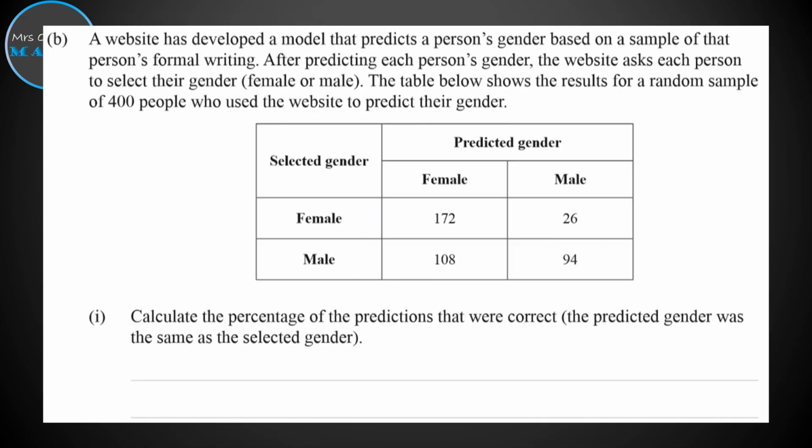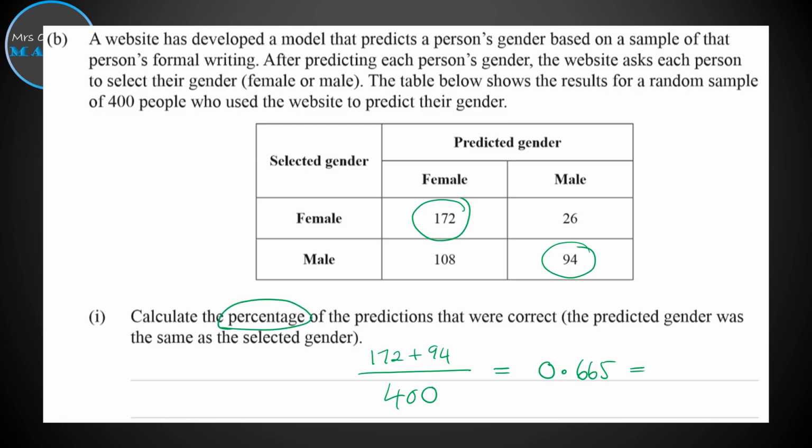Right, part B is some AI program that predicts gender based on a sample of writing. Okay, so calculate the percentage of the predictions that were correct. So the computer correctly matched up the actual gender with the predicted gender. So that will be anywhere that these match up. So female and female, male and male, add them together. So we've got 172 plus 94 out of our total of 400, which comes to 0.665. We've been asked to do it as a percentage, so just simply turn that into 66.5%.